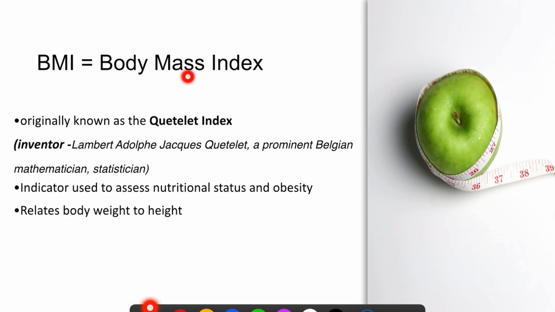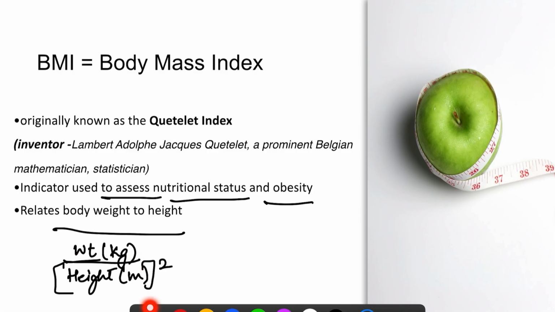BMI is Body Mass Index. Originally, it was known as the Quetelet Index, based on the name of its inventor, a prominent Belgian mathematician and statistician. This indicator is used to assess nutritional status and obesity. It relates a person's body weight to their height. So its formula is weight in kg divided by the square of height in meters.